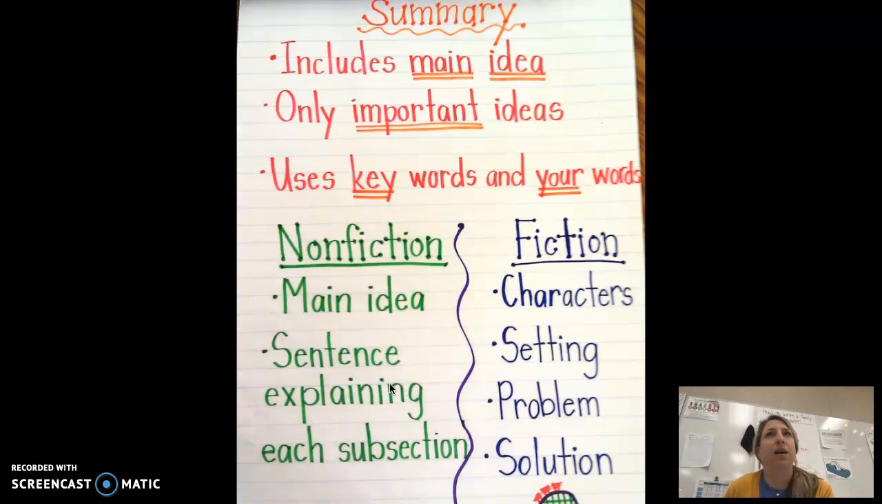I wouldn't talk about what the three styles of Japanese calligraphy are. That's not important. That's not what the whole story was about. So we want to make sure we're only pulling out those key ideas, those main points of the story.